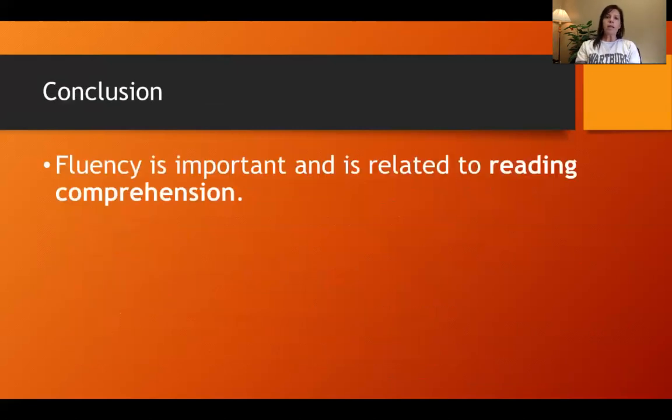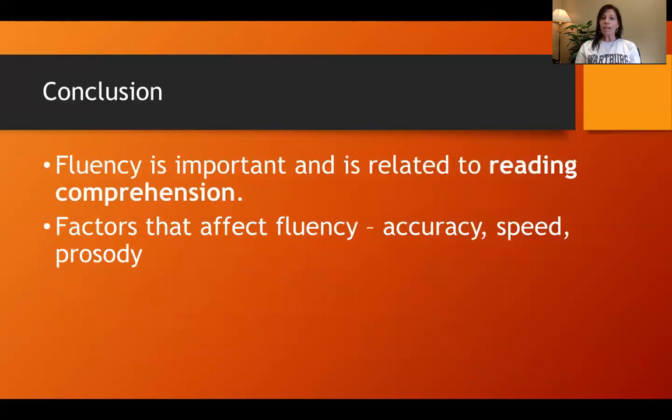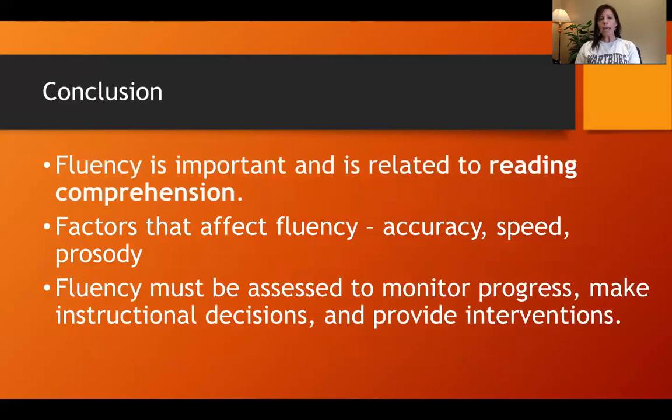In conclusion, fluency is incredibly important, and it's related to reading comprehension, as you heard a couple times throughout the presentation. Factors that affect fluency include accuracy, speed, and prosody. Each item needs to be worked on. And we have different strategies, the word identification strategies and fluency strategies to help with these factors. And it must be assessed to measure progress, make instructional decisions, and provide interventions.